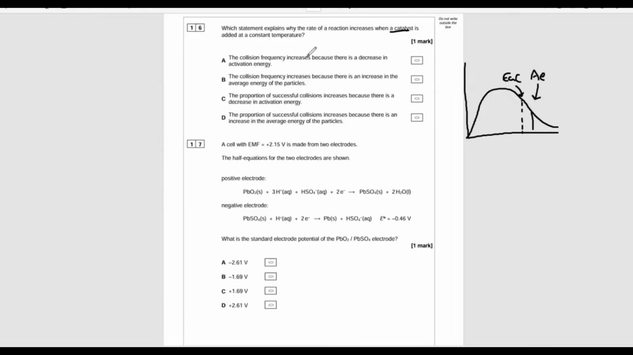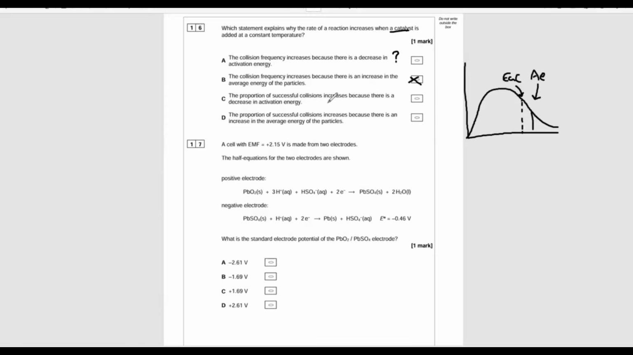So A, the collision frequency increases because there is a decrease. The second part of that sentence is correct. There is a decrease in the activation energy. We can show that there. How? So we'll leave a question mark there. But the first part, collision frequency increases. Does it? Collision frequency increases because there is an increase in the activation energy. Well, there's not an increase in activation energy. We definitely get rid of that.